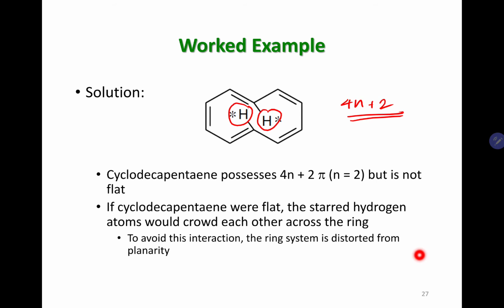Sometimes you can have more than one cycle. We will talk about it later. But most importantly, is it planar? And are the double bonds, or the pi electrons, conjugated? Those are the things that you have to worry about.